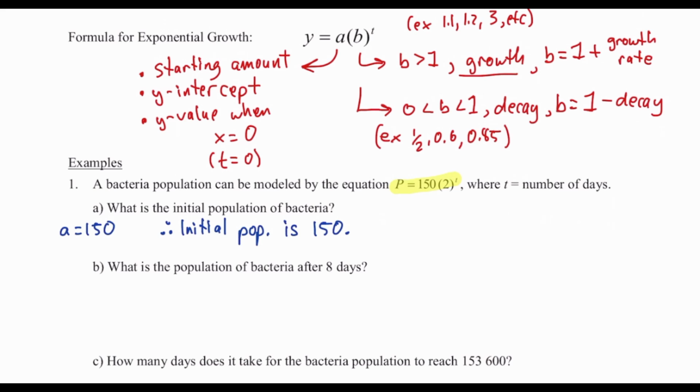Next question, what is the population of bacteria after 8 days? So which part of our equation are we going to change? Do I know the p-value? No, that's what I'm trying to find out. What is the population? So I want to figure out the p. And I know the relationship between p and t. So 150 times 2 to the power of t. And I know my t value. 8 days means 8 days have passed. t is my number of days. So t is equal to 8.